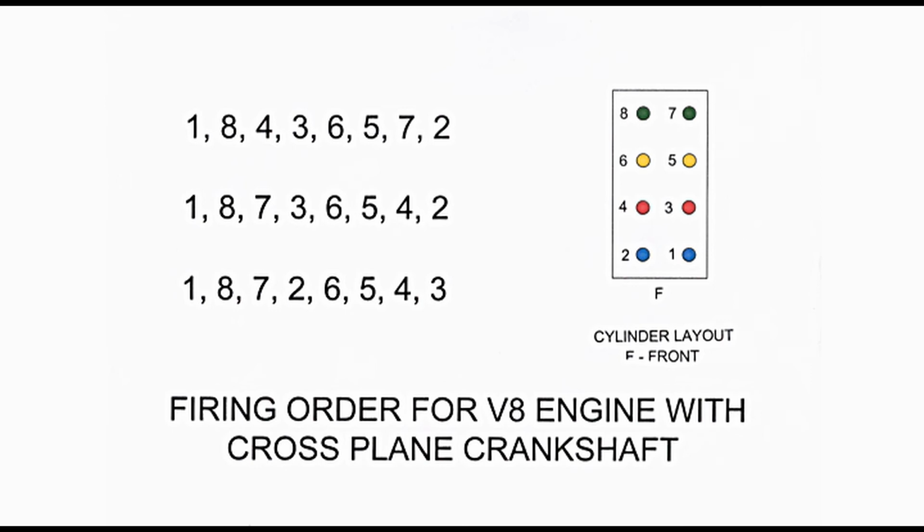It may be observed from the cylinder layout on the right that in the firing order at the top, cylinders 5 and 7 are adjacent cylinders and cylinders 8 and 4 are on the same bank, that is, the left bank. In the firing order shown in the middle, cylinders 4 and 2 are adjacent and cylinders 7 and 3 are on the same bank, that is, the right bank. In the third firing order, cylinders 3 and 1 are adjacent and cylinders 2 and 6 are on the same bank, that is, the left bank.